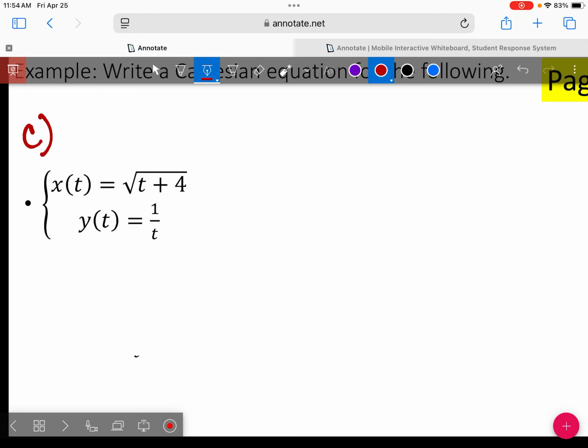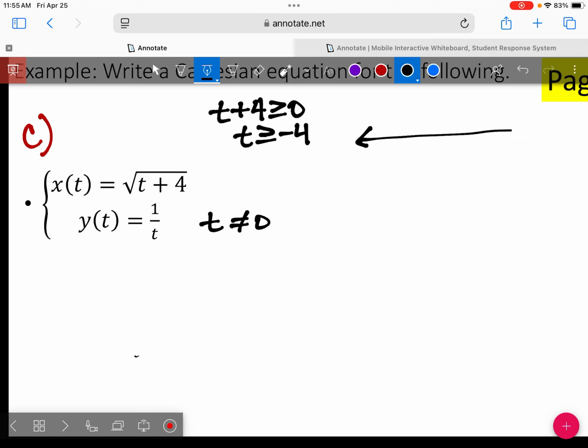So before I start solving for x, solving for t and substituting it in y, I need to figure out what domain I am starting with, okay? So what I know right now is that t plus 4 for this equation has to be greater than or equal to 0. And I know that for my y equation, t cannot equal 0. So we have to figure out how to write that. So that means that t has to be greater than or equal to -4, but it cannot be 0. So that's when we have to break our interval into 2 pieces.